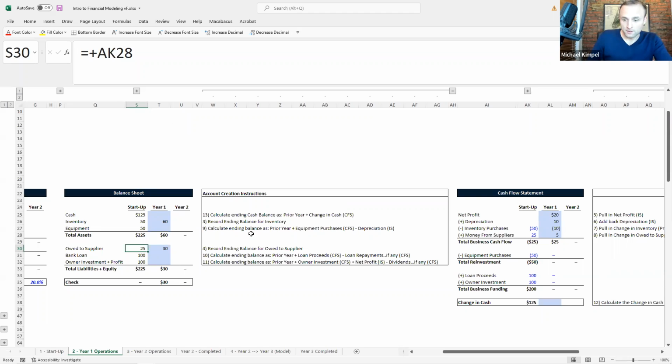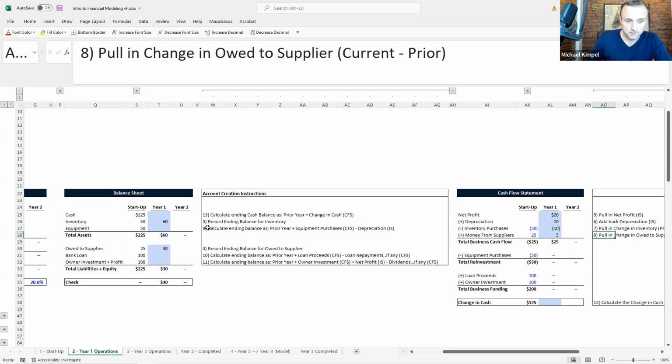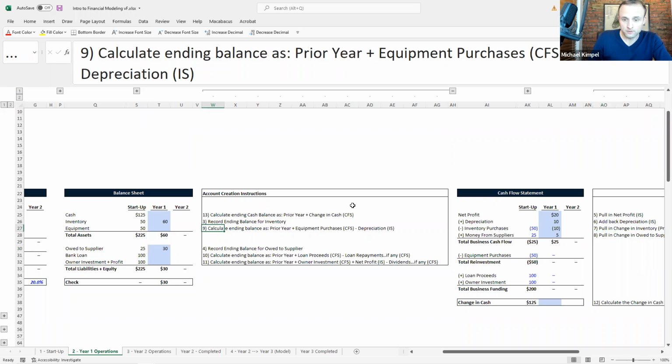Okay. All right. So from there, we're going to continue with our steps here. So we just completed step 8. So I'm going to move over to step 9 here. And we're going to calculate our ending balance for the equipment account.